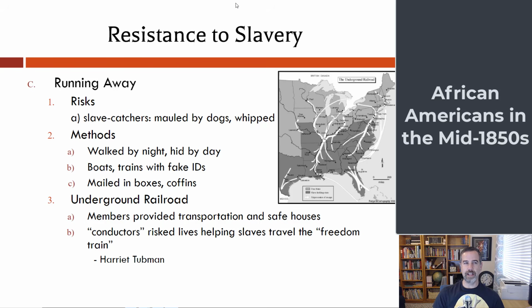Later on, we're going to have a network of people, a secret organization called the Underground Railroad, and their task is to free as many slaves as they can from slavery in the South and get them to freedom, to free states, or free countries like Mexico and Canada. So the members would provide transportation and safe houses, and different people had different jobs.